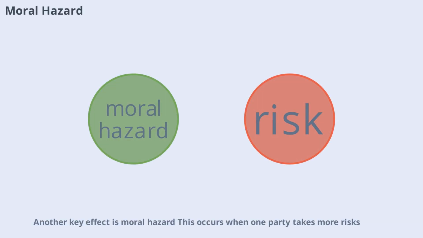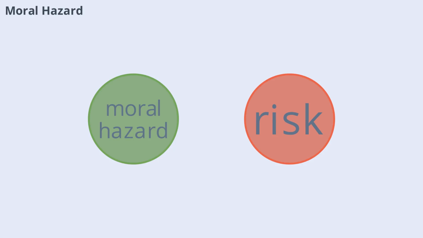Another key effect is moral hazard. This occurs when one party takes more risks because they do not bear the full consequences, often due to information gaps. For instance, after buying insurance, a person might take less care to avoid accidents, knowing the insurer will cover the costs. Moral hazard can lead to higher costs and inefficiencies in markets.